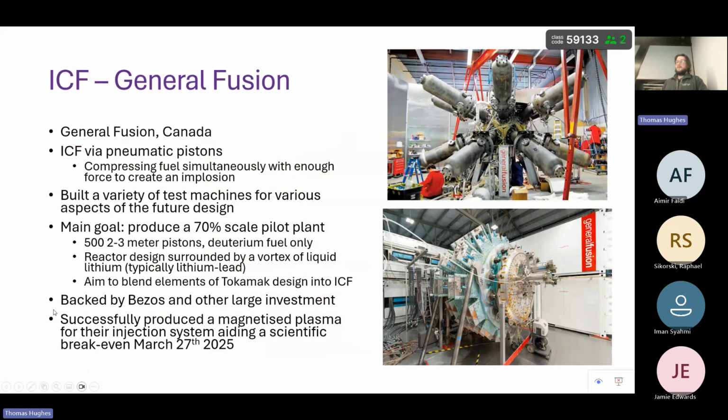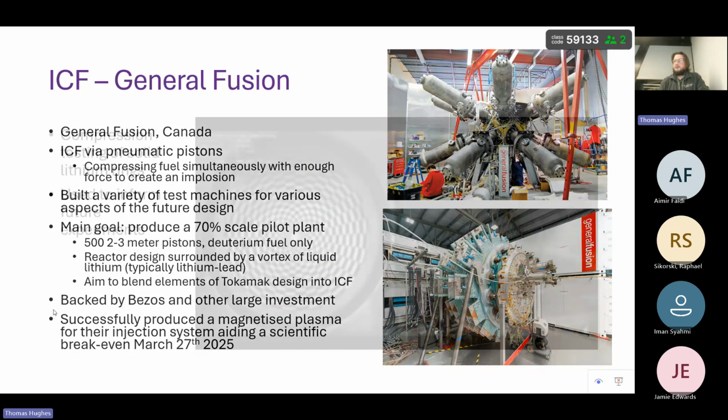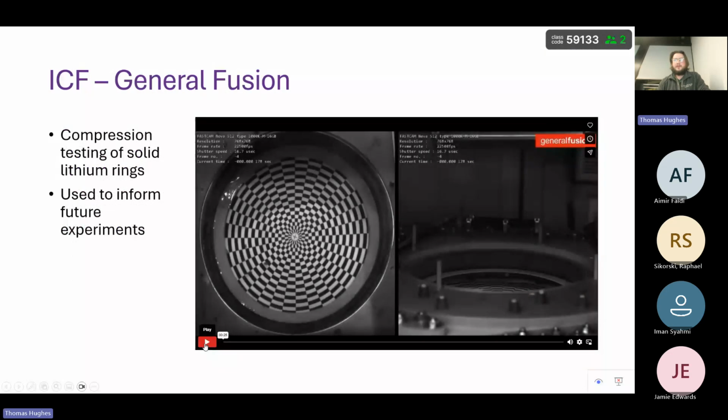This one is backed by Bezos, so I don't know whether it makes you more of a fan or less of a fan, but the investment's there from people with a lot of money, and they've successfully produced a magnetized plasma for their injection system earlier this year. So this is an example of one of the things they're trying to test. This is a ring of lithium that they've actually managed to compress using their subsystem.